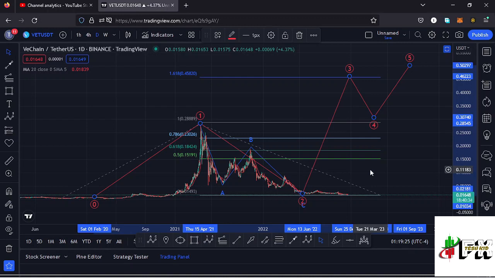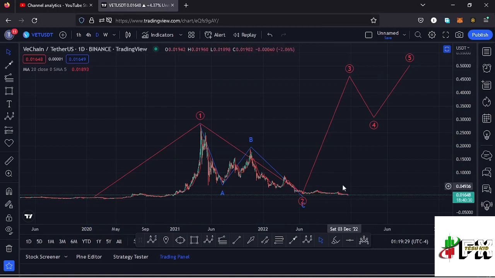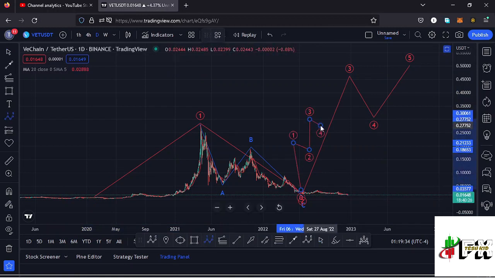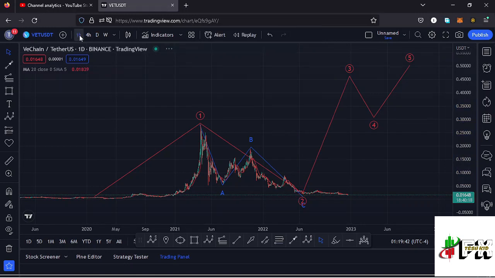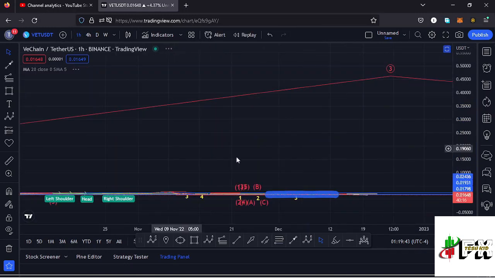And once we see that nice recovery to the upside, because a wave 3 to the upside is an impulsive wave, I will also expect to see fractal waves in formation within that wave 3, having the wave 5 of that fractal wave completing the formation of that higher Elliott wave count 3 to the upside. And that is my long-term scenario that I'm expecting to play out here on the Vechain chart.